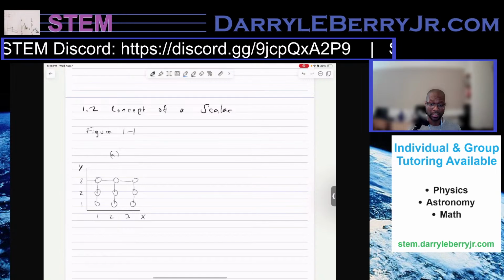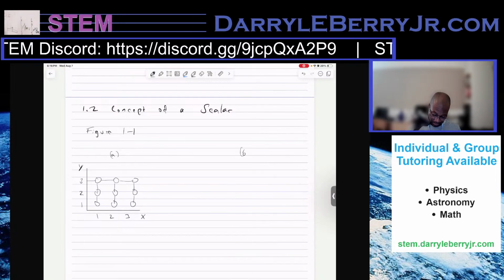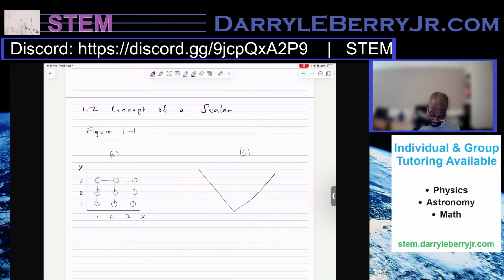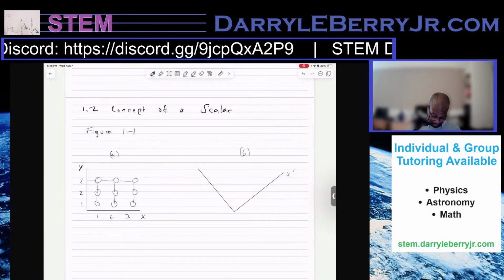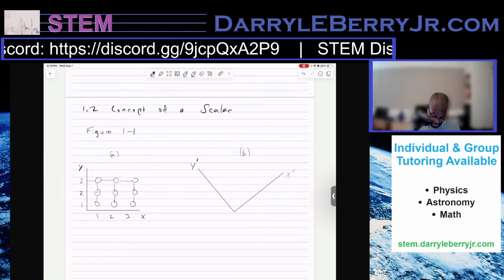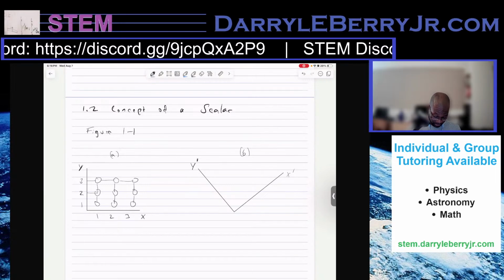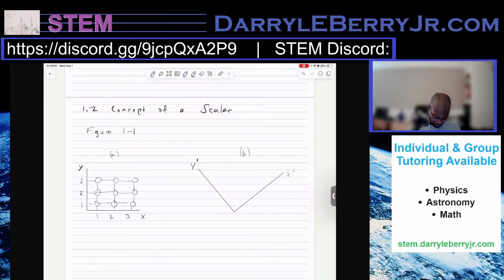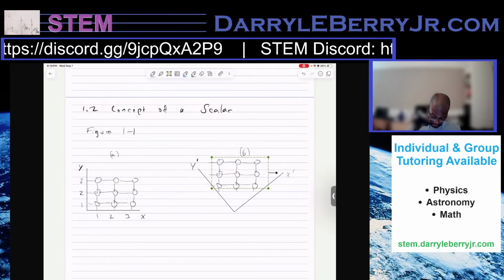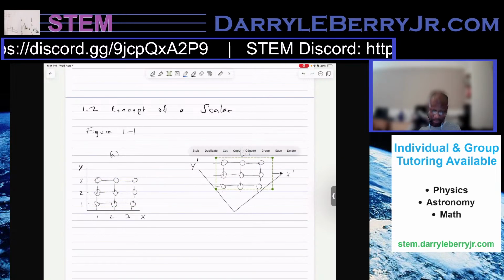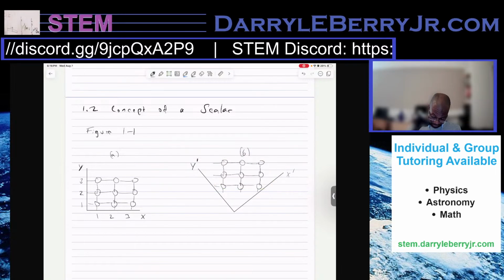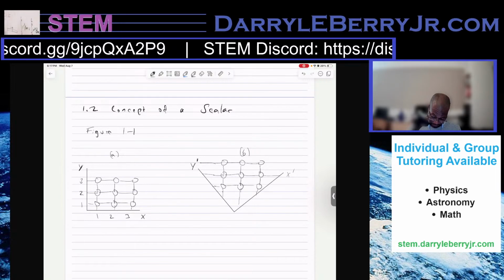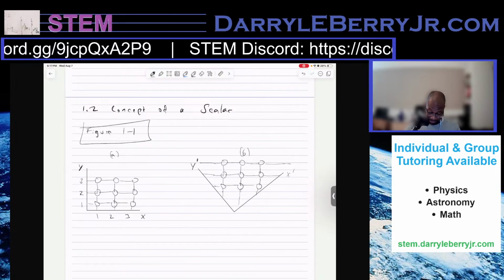And for B, we have apparently the same object, but in this case, y prime is that way and x prime is that way, and the objects are in the same sort of configuration, except now the coordinate system within which it exists is very different, right? So that's figure 1.1 A and B.